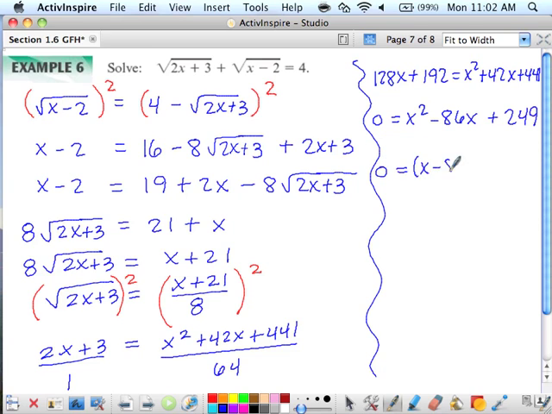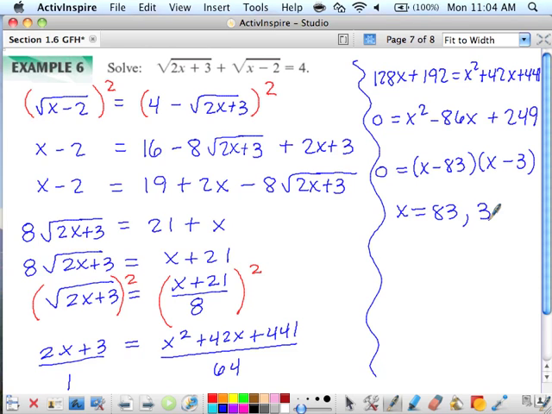into x minus 83 and x minus 3. That gives us two possible answers, x equals 83 and x equals positive 3. We need to pause here, go back to the very original, and check both of them to see if they make it equal to 4. So pause for a minute, go and check both of those answers and see if they both work.